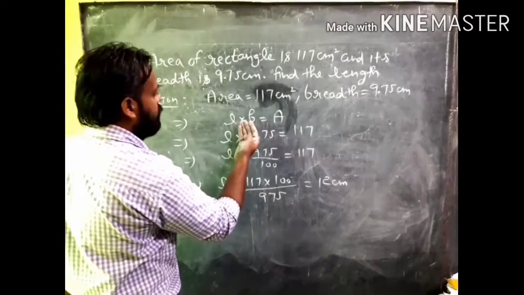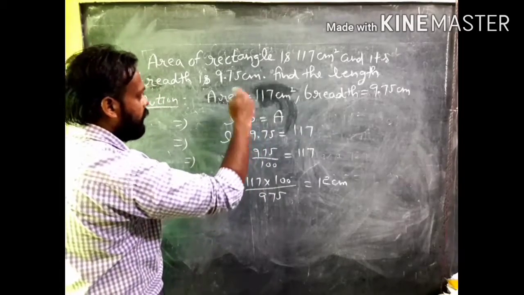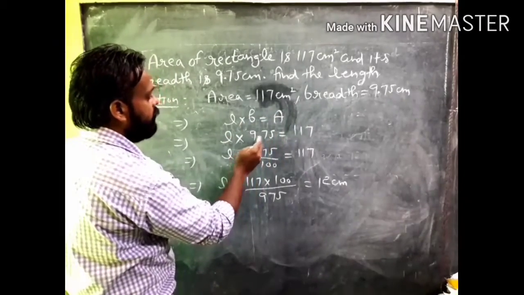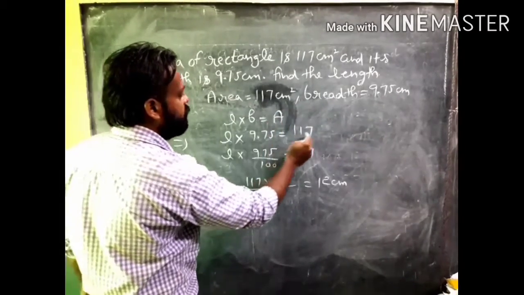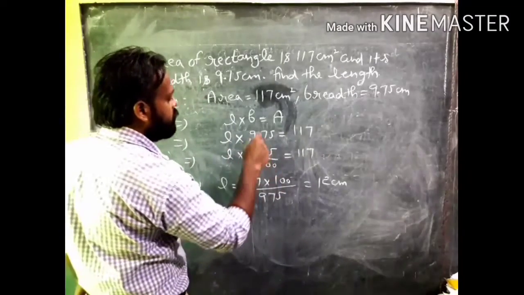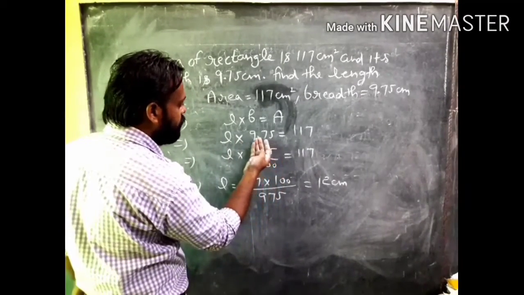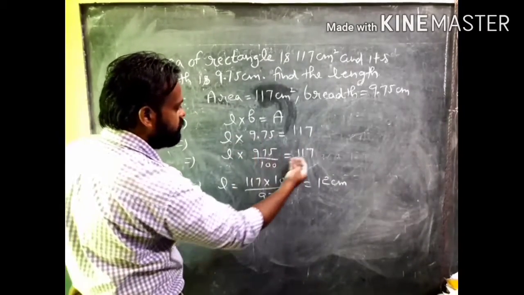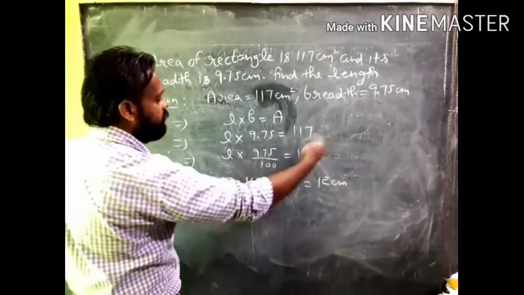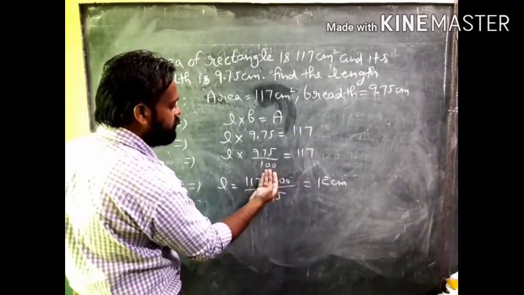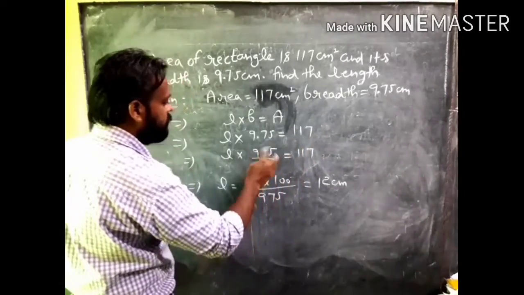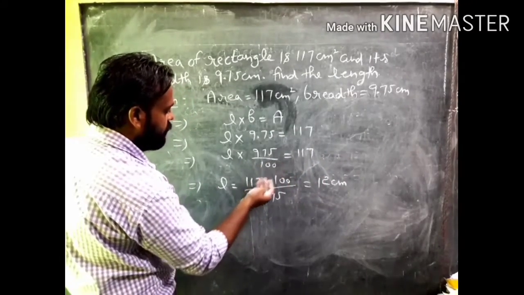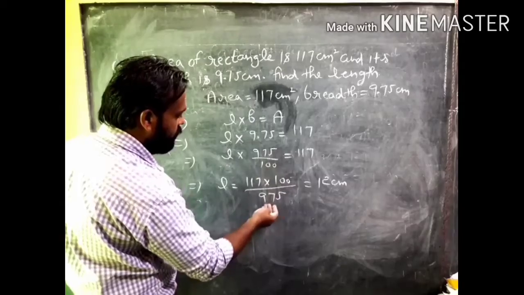So you can see L into B is equal to A. Now put the value: L, that is length, we have to find out. So write down L as it is, and then B, breadth, is 9.75, equal to area, that is 117. To make the calculations a little easy, you can remove this decimal by putting 100 here. Then L is equal to 975 by 100 is equal to 117, and then take the values to the left hand side. Here you can see 100 in the denominator goes to the numerator, and this 975 goes into the denominator, and then it will become 117 multiplied by 100 over 975.